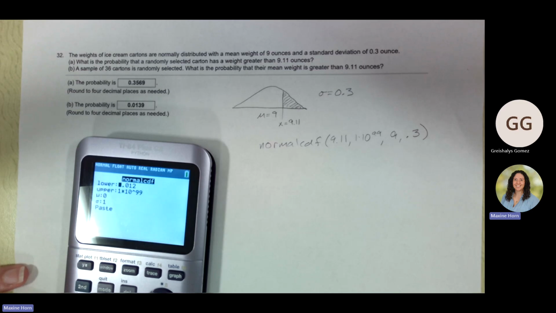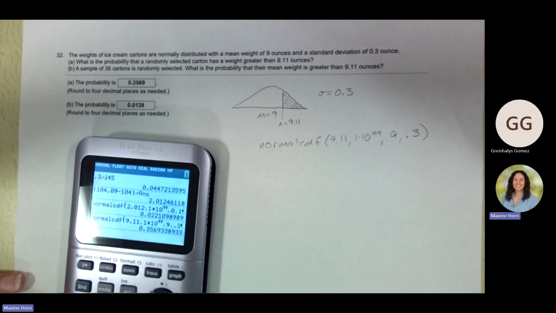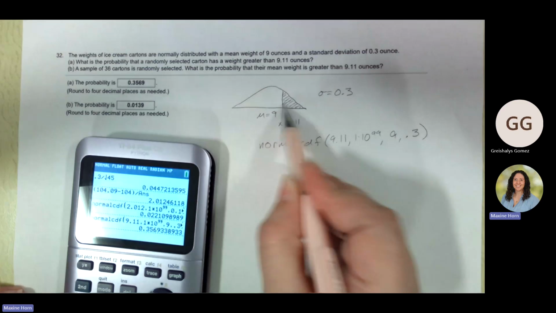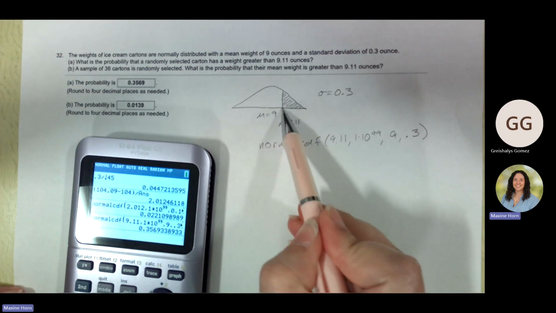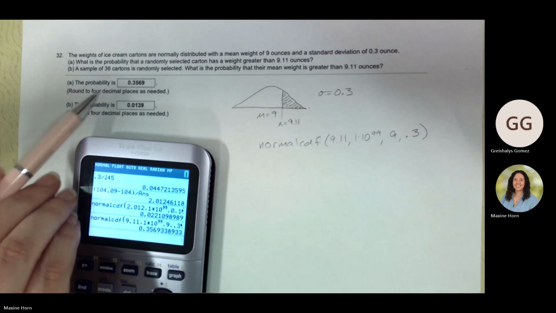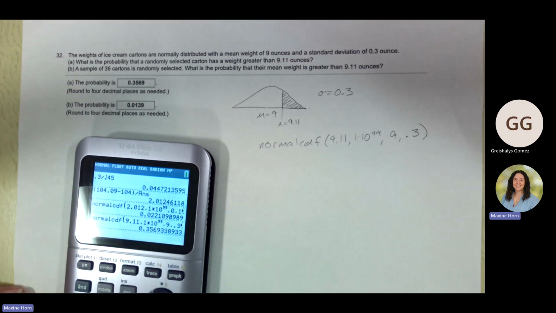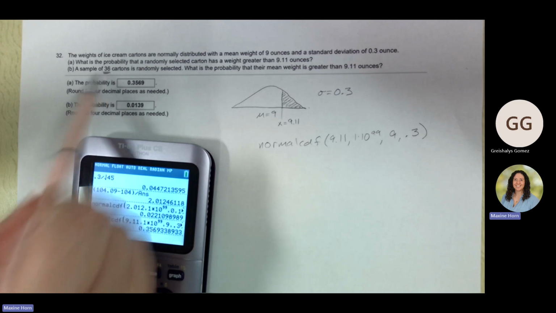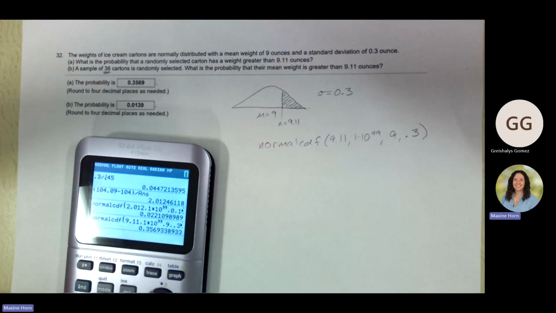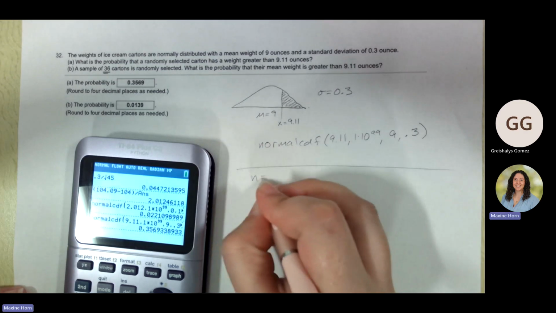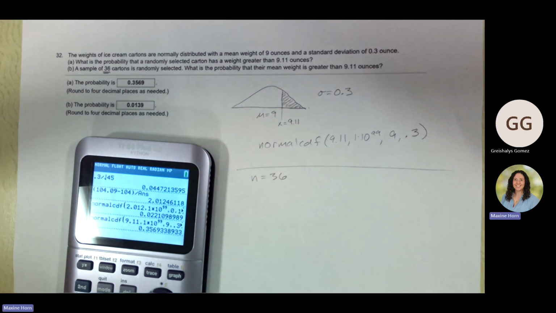So when we plug that into our normal CDF, we're getting the area to the right of that, because we gave it the lower bound and the upper bound. We're getting that probability. But that's all population information. Now we're gonna dive deeper. Now I'm just looking at a sample of 36 of these things. What's the probability that their mean weight is greater than 9.11?